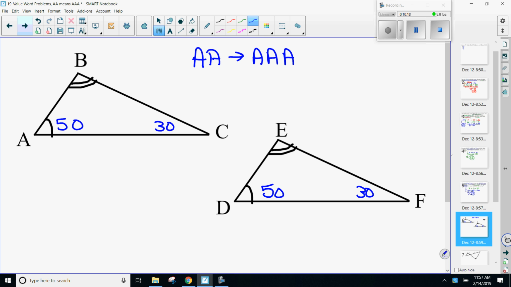Two angles in one triangle equal two angles of another triangle. What does that mean? That means that the third angles have to be equal, right? Because the sum of the angles of a triangle is 180 degrees. That's all it means. They tried to make it complicated. But when you go to write a proof next year, that shorthand is going to be really nice.